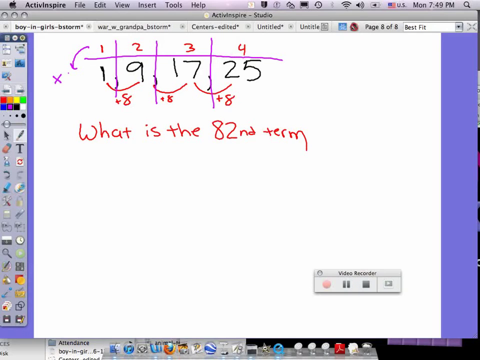So 1 times 8 is 8. But how did I wind up at 1? I had to subtract 7. And you could have tried a whole lot until you came up with that. So you look at this. Let's make sure this works.